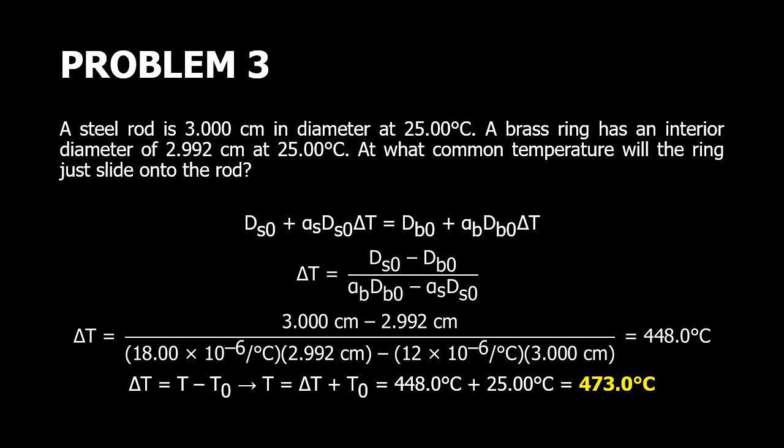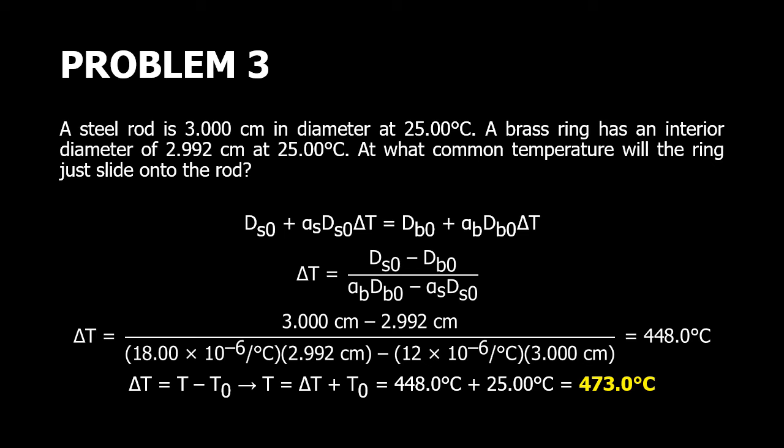A steel rod is 3 centimeters in diameter at 25 degrees Celsius. A brass ring has an interior diameter of 2.992 centimeters at 25 degrees Celsius. At what common temperature will the ring just slide onto the rod? For this problem, we will use linear expansion, and in this case you will use the diameter as the length. So we will equate the linear expansion equations for steel and brass in order to get the common temperature the problem is asking for.